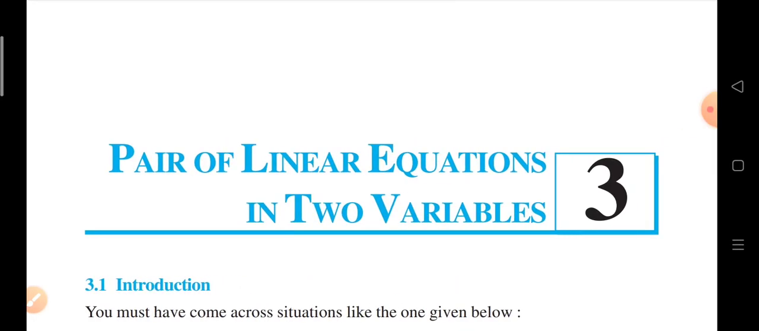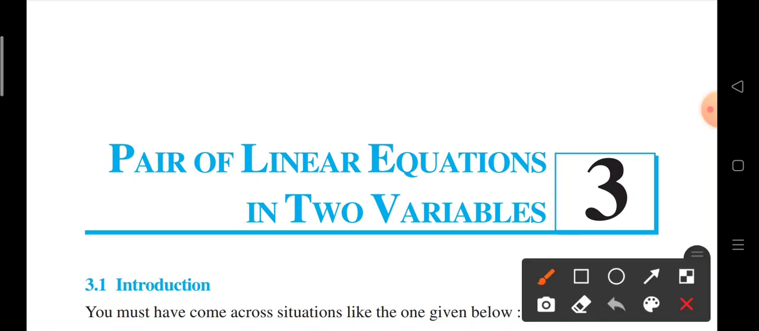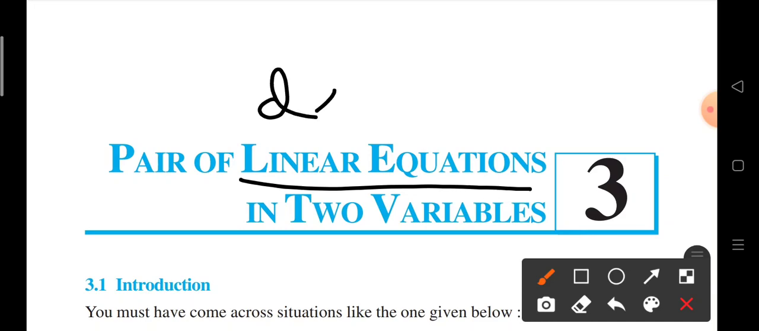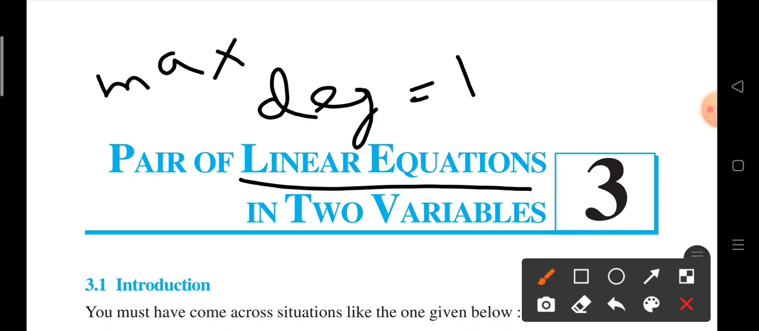So, what is a linear equation first of all? We have studied it already. A linear equation is an equation in which the degree is 1. Degree is your maximum power, the maximum power of the variable.